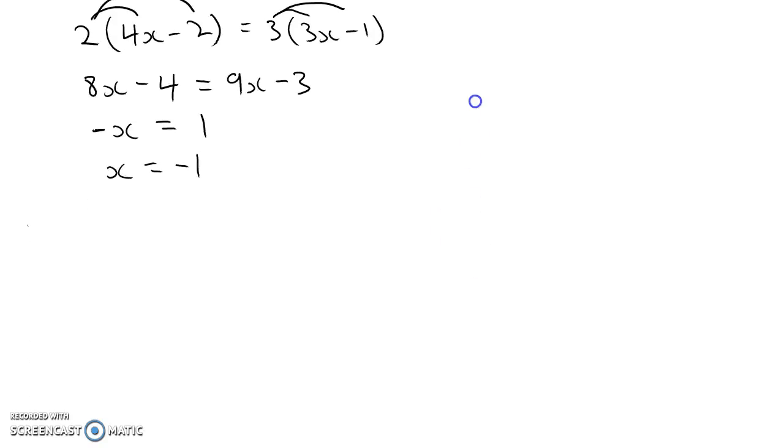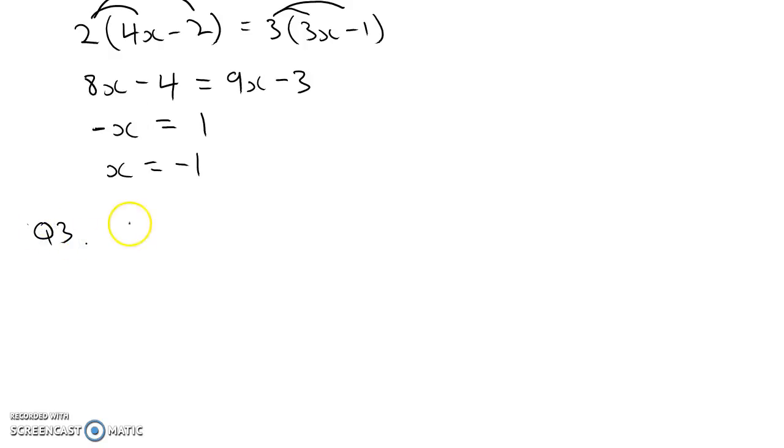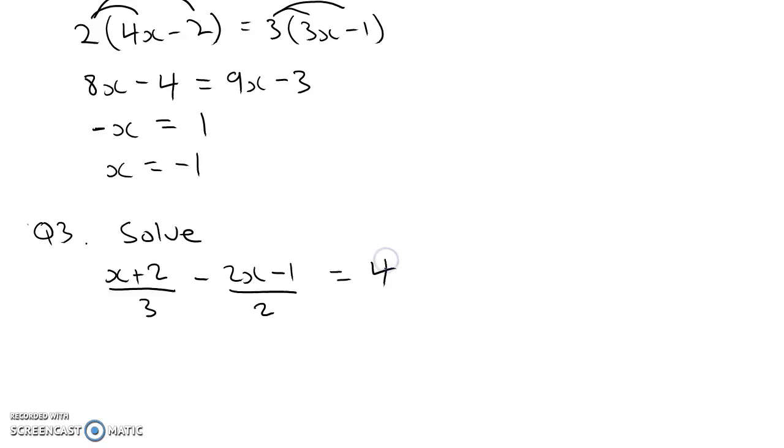Let's have a go at one more, again involving algebraic fractions. Solve x plus 2 over 3 minus 2x minus 1 over 2 equals 4. Now, we're subtracting fractions from each other. When we're adding or subtracting fractions, we need a common denominator.